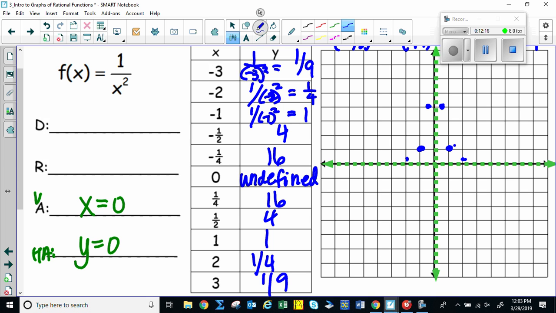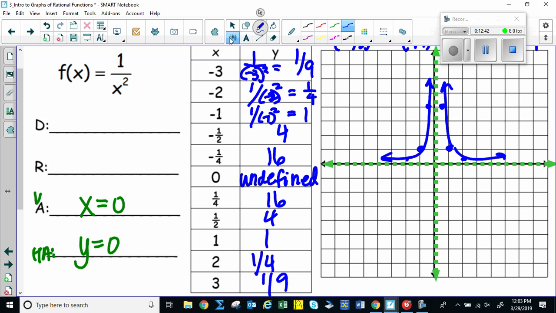So this time my curves, instead of being in quadrants 1 and 3, they'll be in 1 and 2. That little tail shouldn't be there. It should be nice curves, preferably going through your points. So this is what the parent function of 1 over x squared looks like.